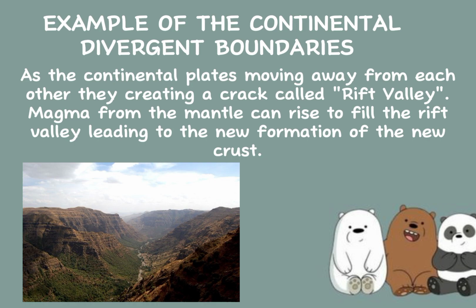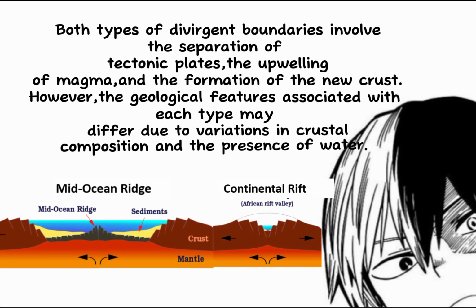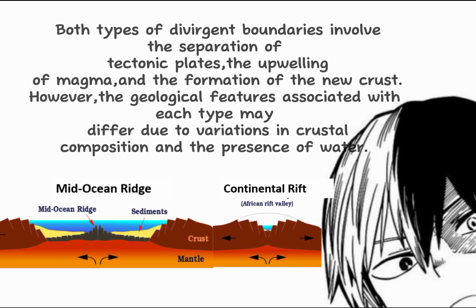So as the continental plates move away from each other, they create a crack called the rift valley. Magma from the mantle can rise to fill the rift valley, leading to the formation of new crust. Both types of divergent boundaries involve the separation of tectonic plates, the upwelling of magma, and the formation of new crust. However, the geological features associated with each type may differ due to variation in crustal composition and the presence of water.